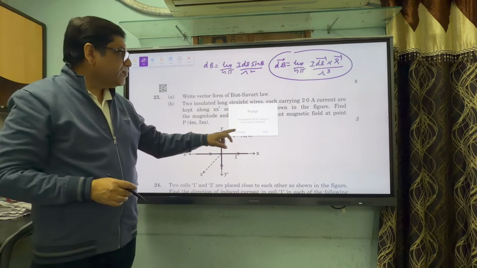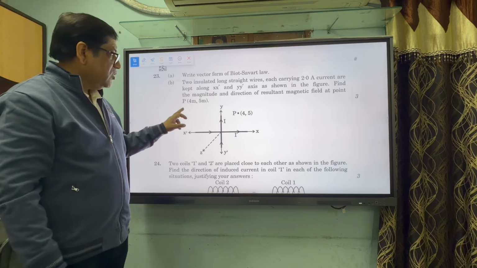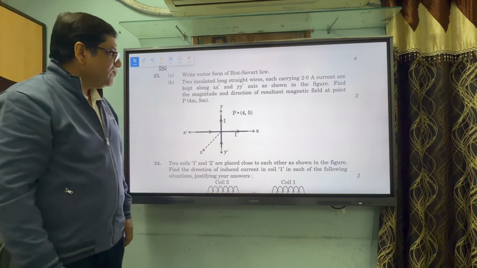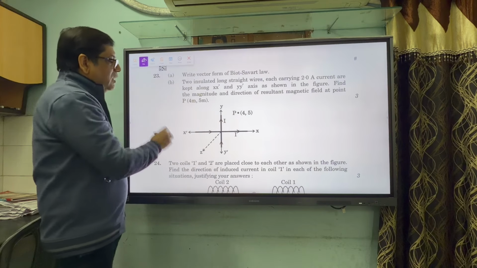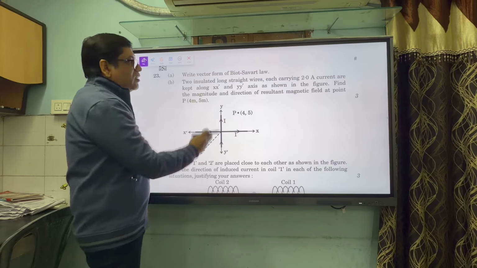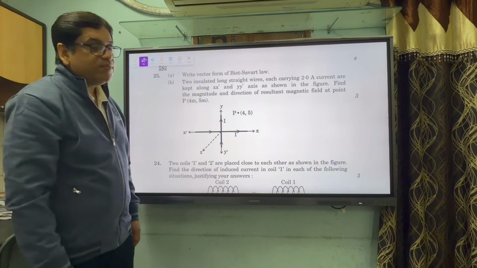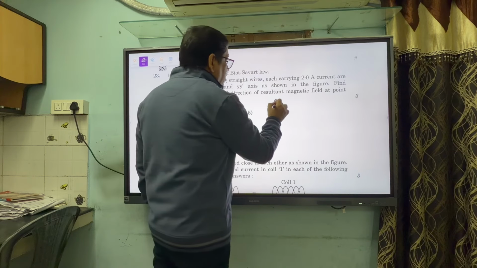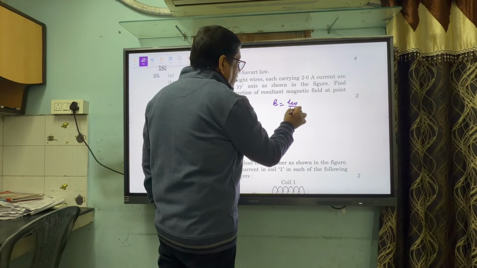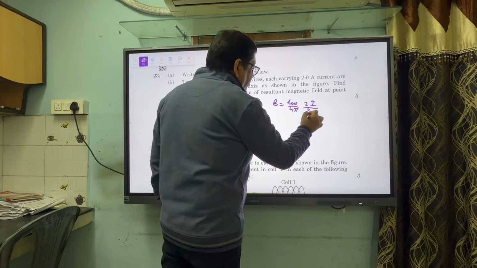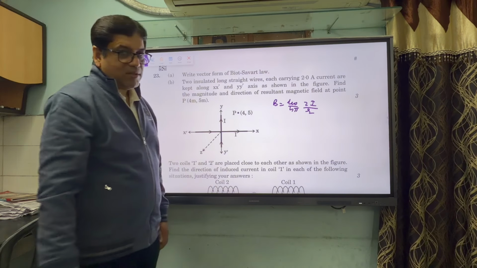Now, this question we have to answer. Long straight conductor formula we know. This is a long straight conductor, and we have to find the magnetic field at this point. Long straight conductor formula is mu naught by 4 pi, 2I by r. There are two long straight conductors.